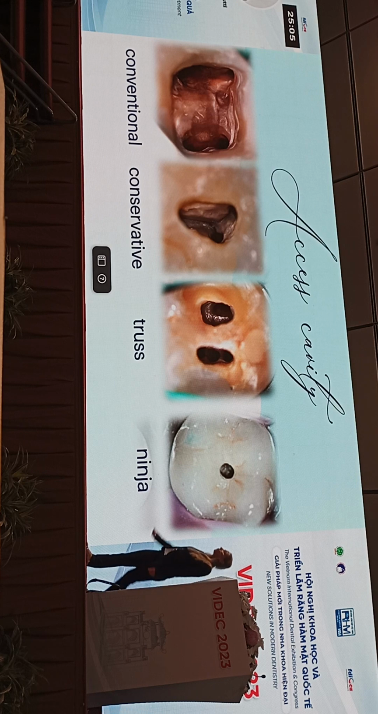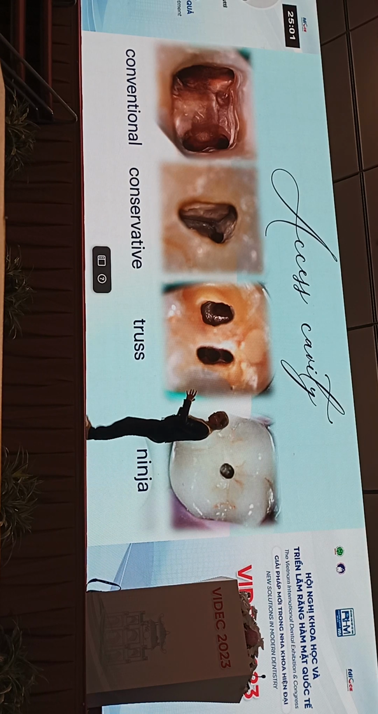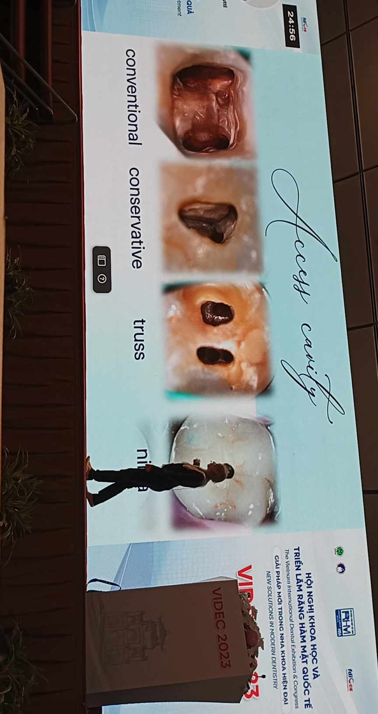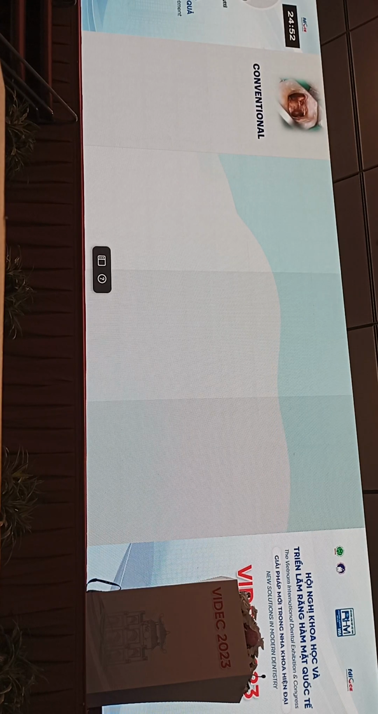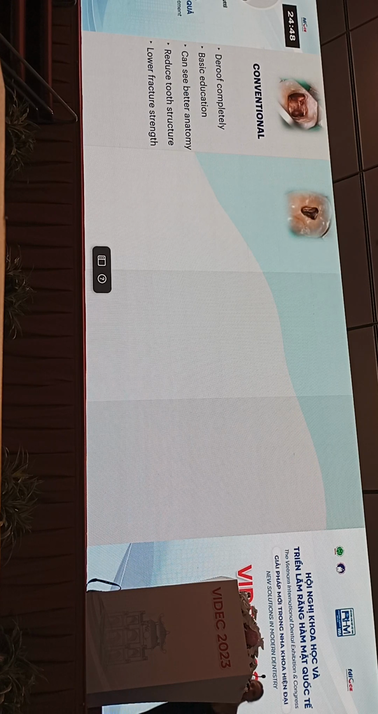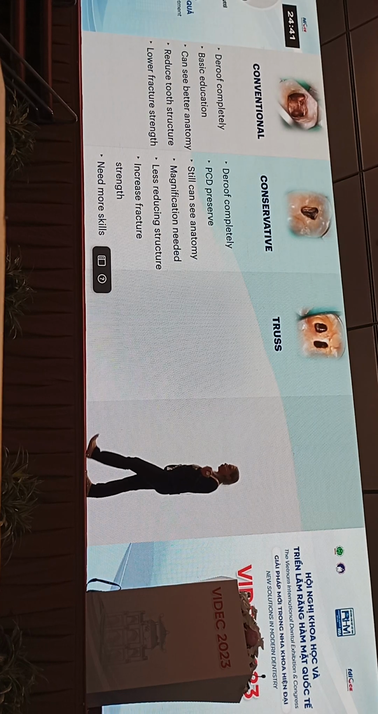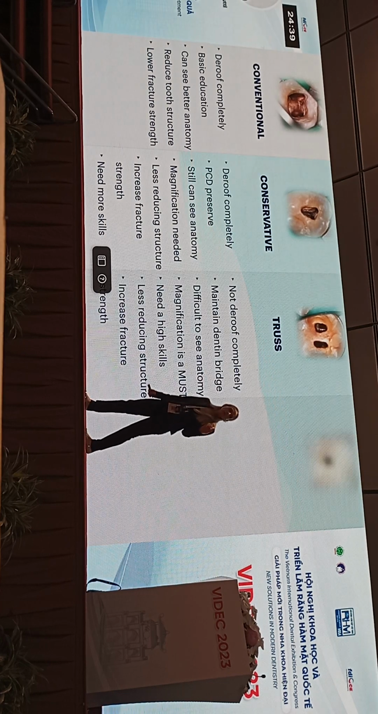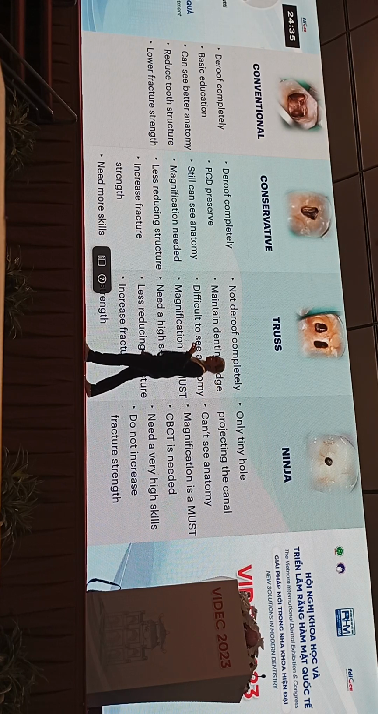We can stick to the conventional access cavity. We can try a more conservative approach. We can do a truss access or a ninja access. What's the difference? With a conventional access cavity, I completely deroof the pulp chamber and I can completely see the anatomy. The guidelines say that you have to see all the openings of the root canals without moving your mirror.